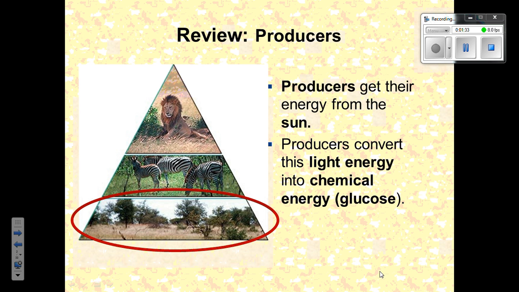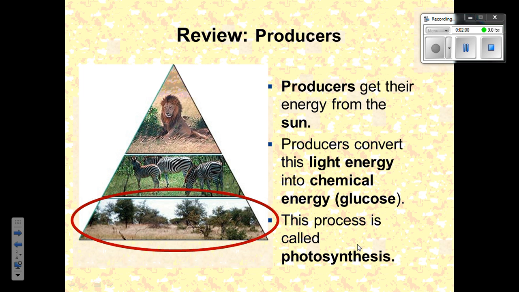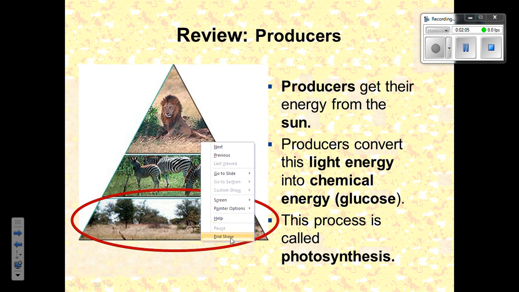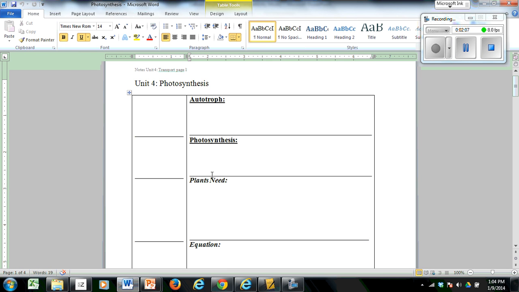And so the purpose of the producers or the autotrophs is to convert that sunlight, that sun energy, that light energy into a chemical form, which we can then consume and then convert into a more usable form of energy in our bodies called ATP, which we'll get to in a different lesson. Today is all about the producers, the autotrophs, and this process known as photosynthesis that really starts the energy conversion process.